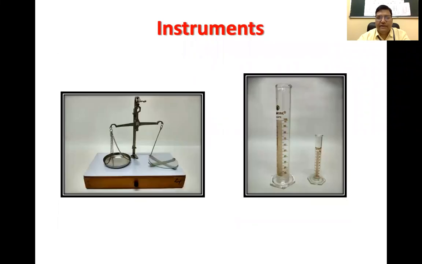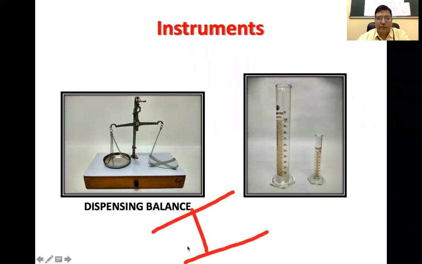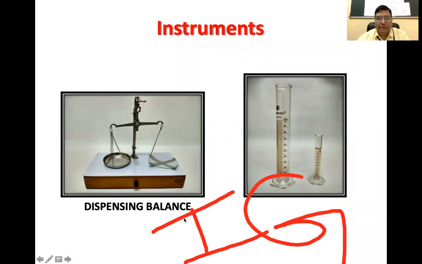So coming to the different instruments which you use while you are in the pharmacy lab, first is the dispensing balance. On the left you can see the dispensing balance. You see there are two trays, one is of steel, and on the other the petri dish or glass is kept. In this metallic part, you keep the weights, how much amount you are going to weigh, and on the right side is the petri dish. In this you keep the substances.